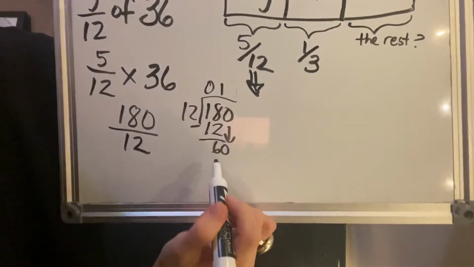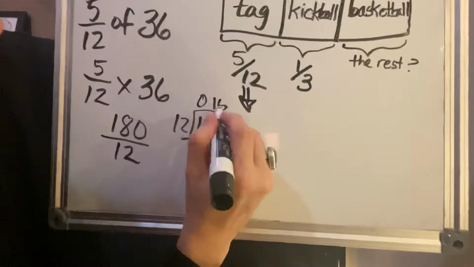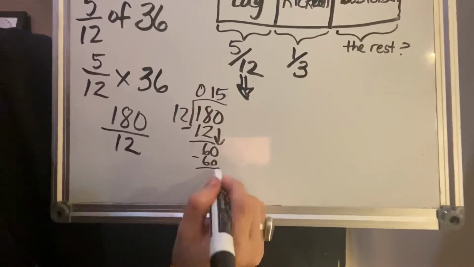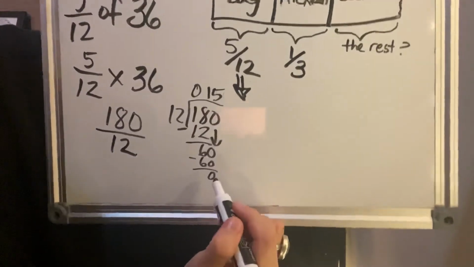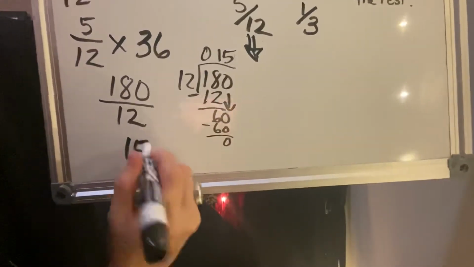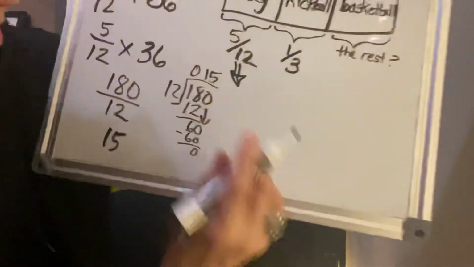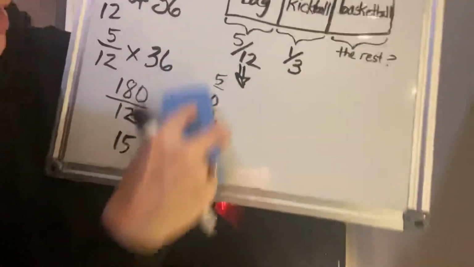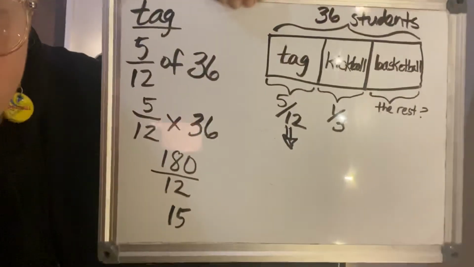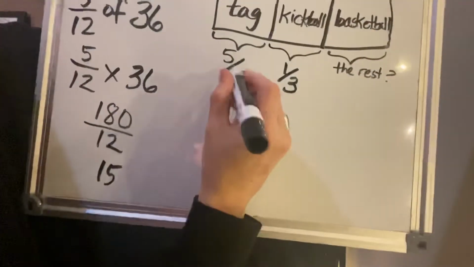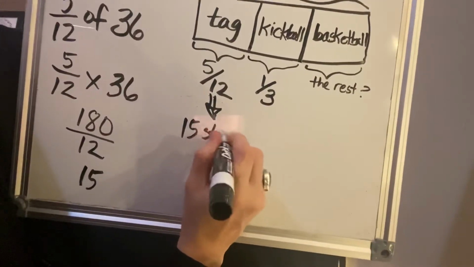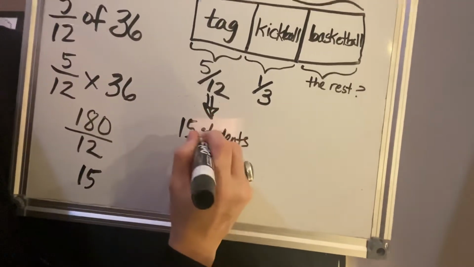12 goes into 60. How many times? 5 exactly. Perfect. Bam. Multiply 60 and subtract 0. And we don't need to bring anything down because it's all 0. So it says that equals 15. 180 divided by 12 is 15. So perfect. That is your answer for what we just figured out. The number of students who played tag is 15. So that fraction represents 15 students. Awesome. So 15 students played tag.